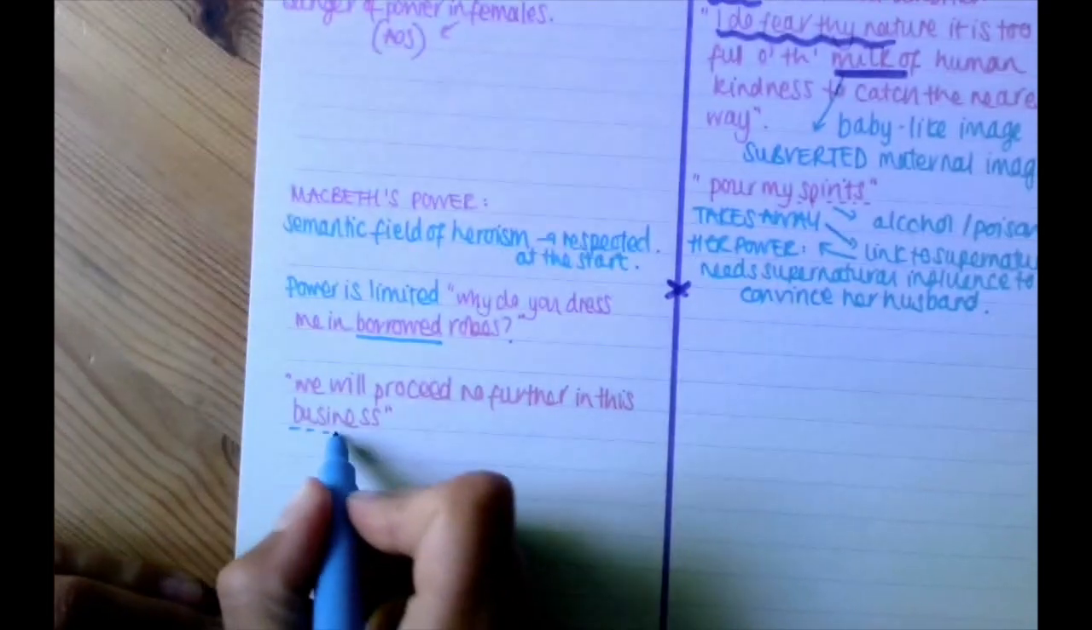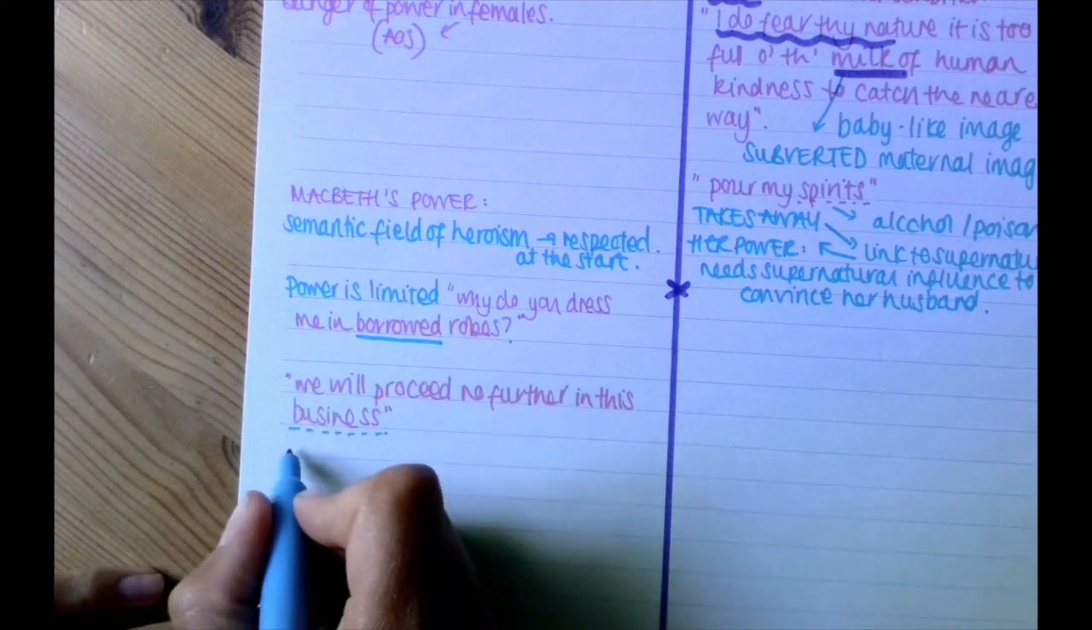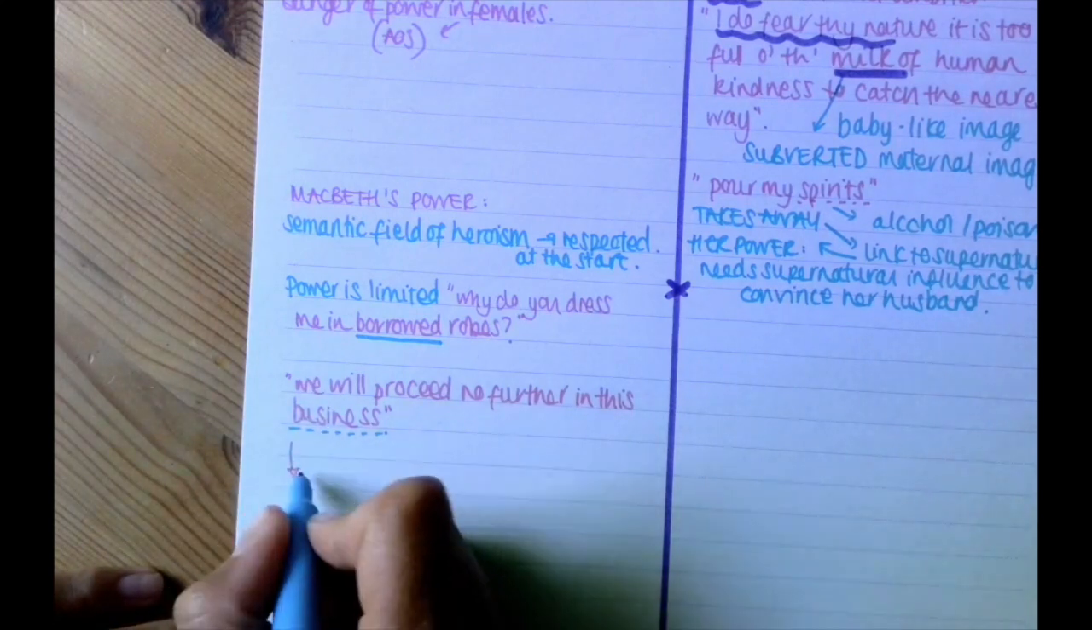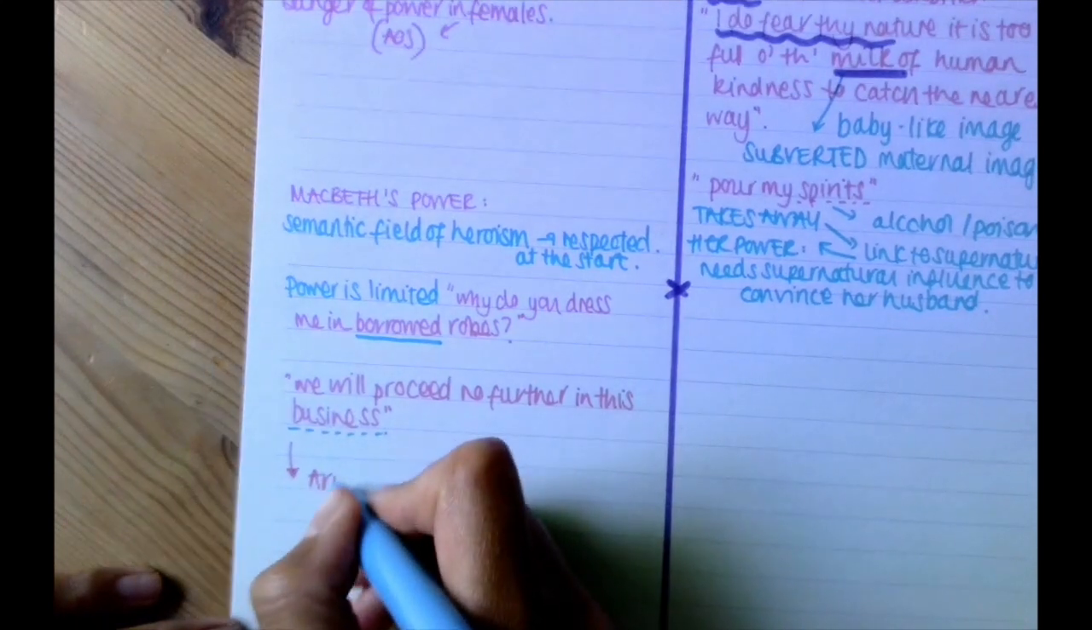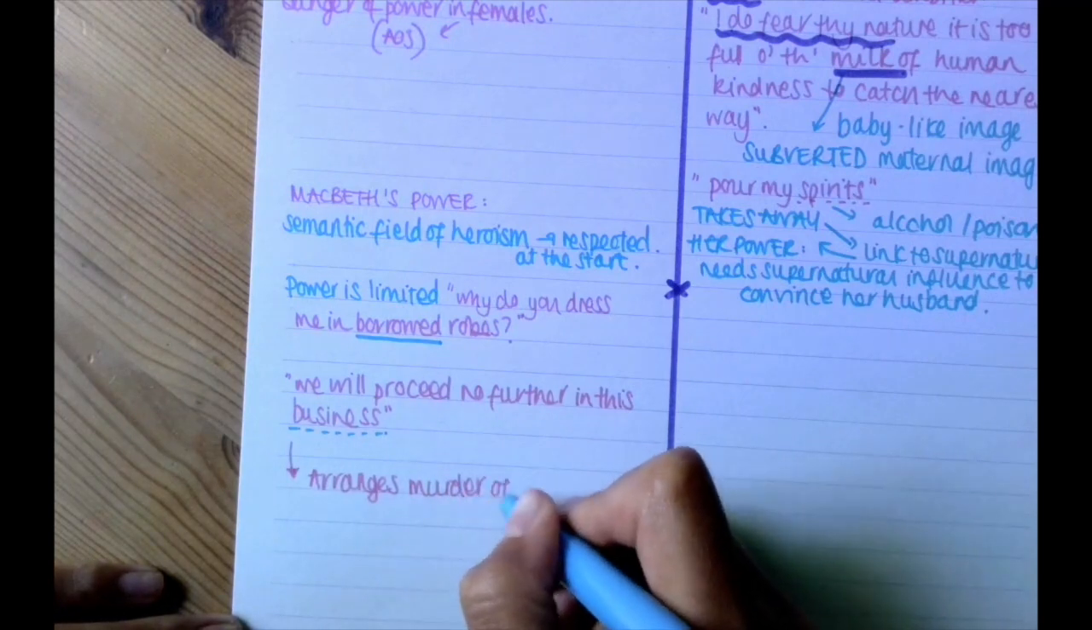He uses this euphemism for murder continually. And you see that the deed, business, deal, all of this sort of transactional language that the Macbeths use. So he says, we'll proceed no further in this business. And he stands up to his wife and he sort of says, no, we're not going to do it. What you also see, if you want to talk about Macbeth's power a little bit more, is he goes on and he arranges the murder of Banquo and Fleance alone.